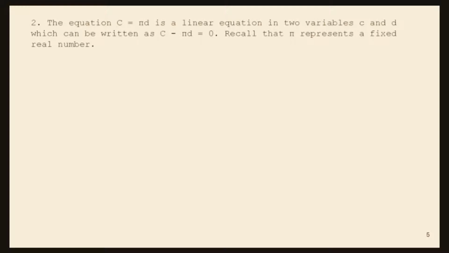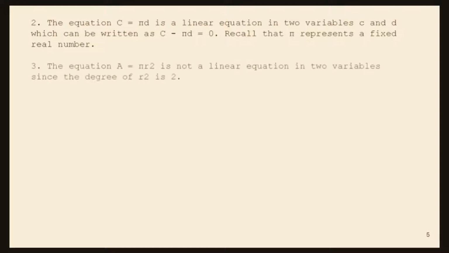So, next. It says here that the equation c is equal to pi d is a linear equation in two variables, c and d. Pwede mo kasing ma-write yung c is equal to pi d na c minus pi d is equal to 0. Kaya siya pwedeng maging linear equation in two variables. And yung dalawang variables na ginamit is c and d.